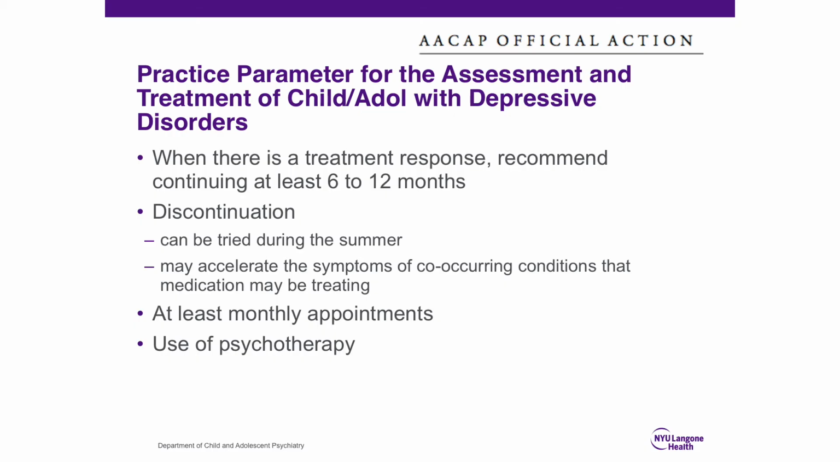So if you look specifically at depressive disorders, it recommends continuing medication for 6 to 12 months in the face of a positive response. That discontinuation could be tried during the summer as to not affect academic functioning, but also to look for, for example, emergence of anxiety symptoms if tapering an SSRI for depression that may have been treating anxiety incidentally. At least monthly appointments and the use of psychotherapy.